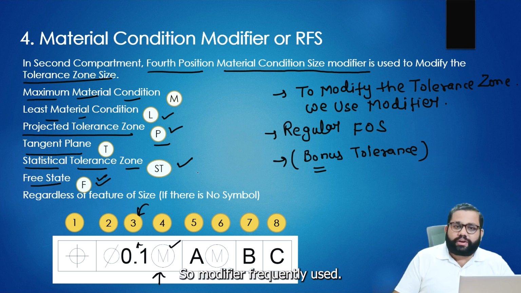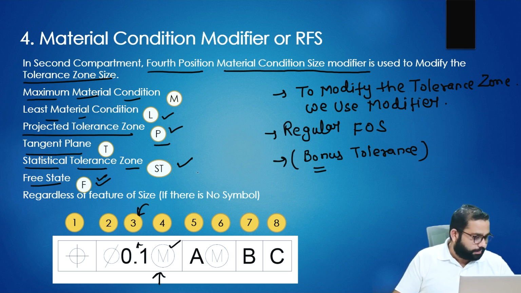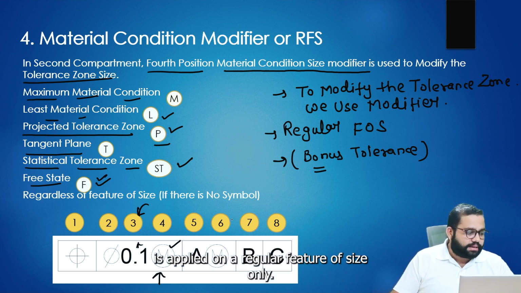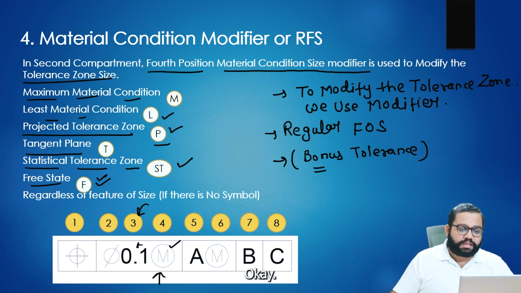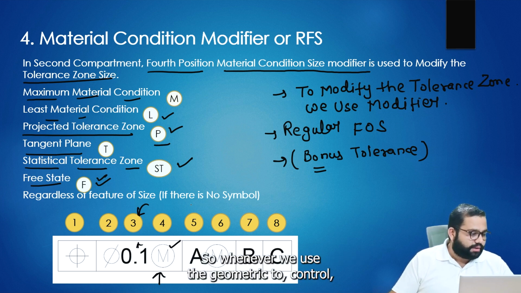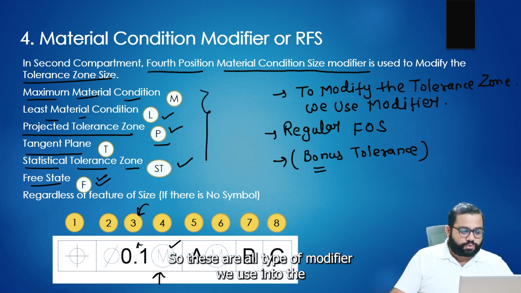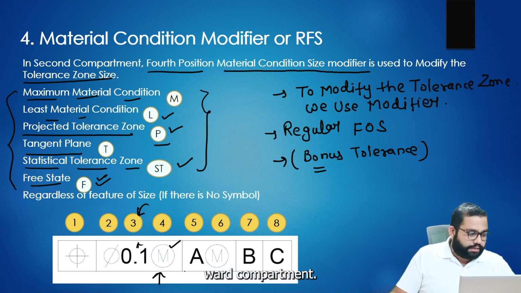These modifiers are frequently used when the geometric control is applied on a regular feature of size only. Apart from these, there are also multiple other modifiers. All these types of modifiers we use in the fourth compartment.